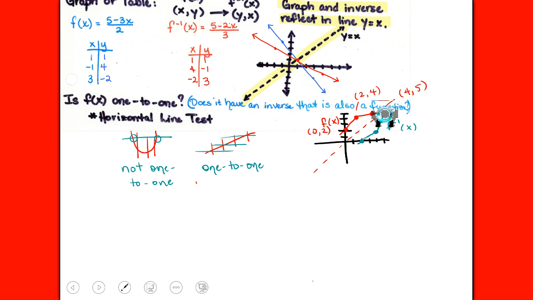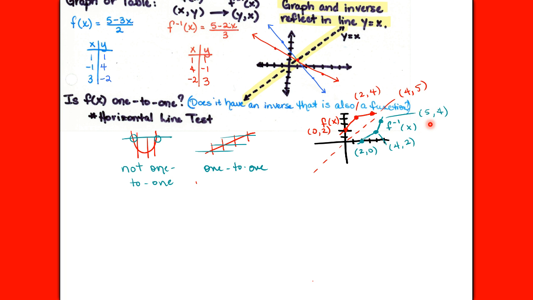I could go through on my original function and just identify some key points. Like I went through and said, that's at (0, 2), that's at (2, 4), and that's at (4, 5). If I have the point (0, 2) on my original function, what's that point going to be on the inverse? The opposite, right? The flipped value. What would that be? (2, 0), right. So if this point is (0, 2), the inverse point is (2, 0). If this is (2, 4), the inverse point is (4, 2). If this is (4, 5), the inverse point is (5, 4).